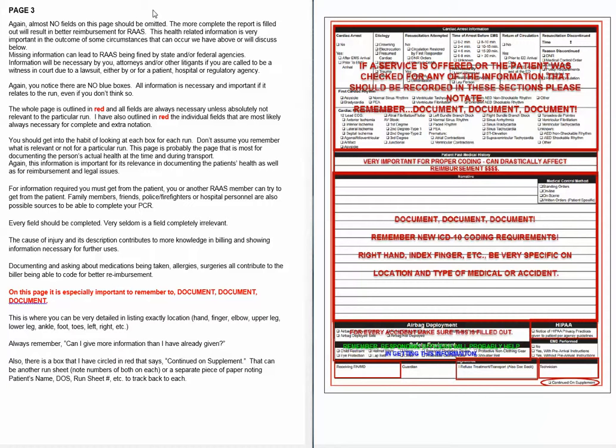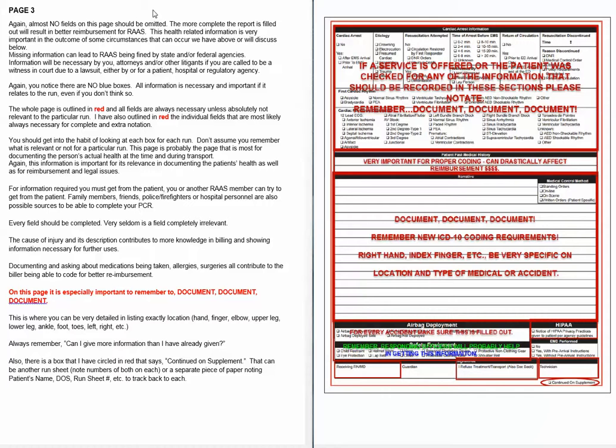This page is probably the page that is most for documenting the person's actual health at the time and during transport. Again, this information is important for its relevance in documenting the patient's health as well as for reimbursement and legal issues. For information required, you must get it from the patient; you or another RAS member can try to get that from the patient. Family members, friends, police, firefighters, or hospital personnel are also possible sources.